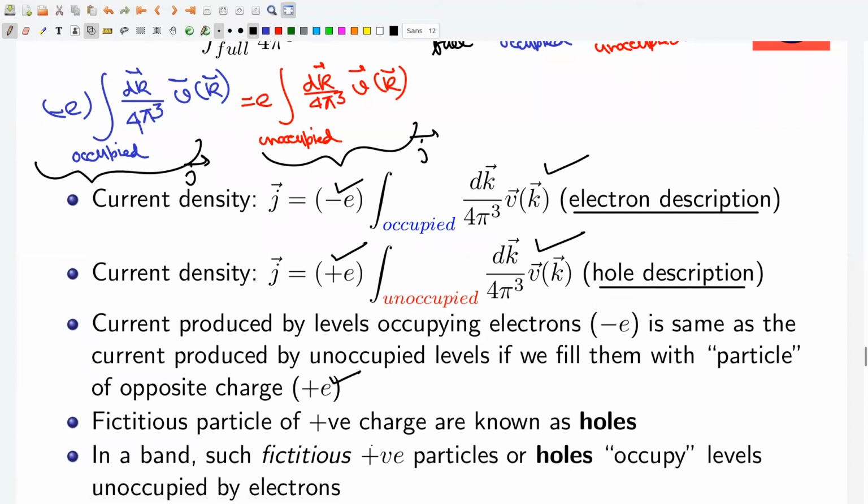Remember that only charge carriers are electrons. However, sometimes it is more convenient to describe the current to be carried by fictitious particles of positive charge known as holes. In a band, such fictitious positively charged particles or holes occupy the levels unoccupied by electrons.